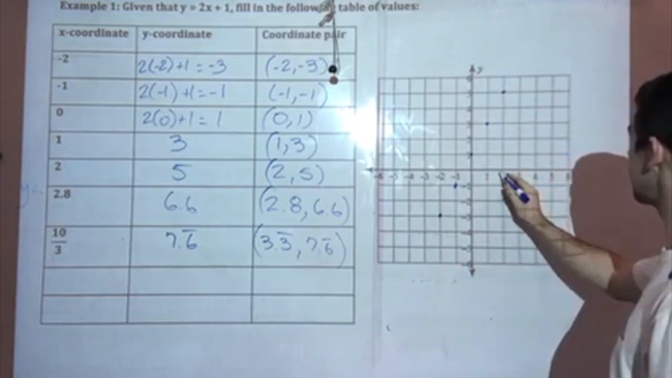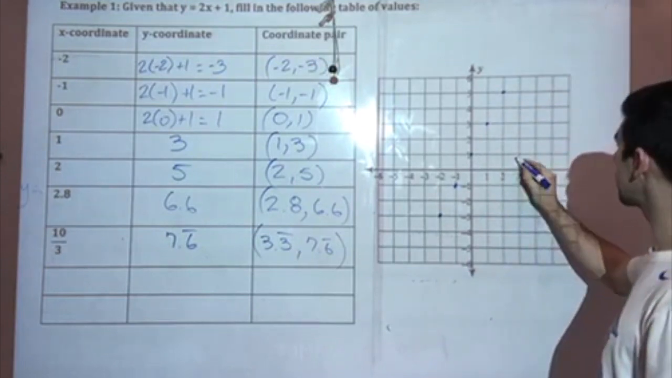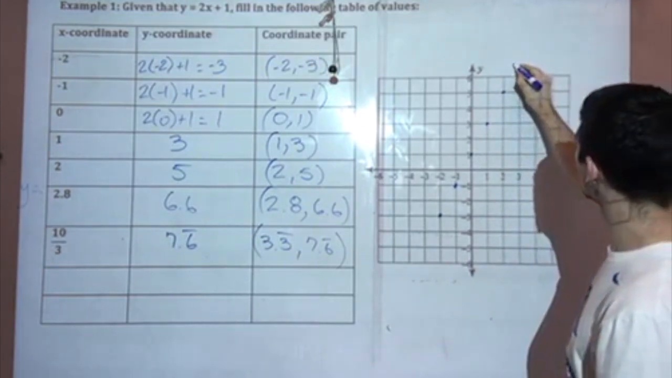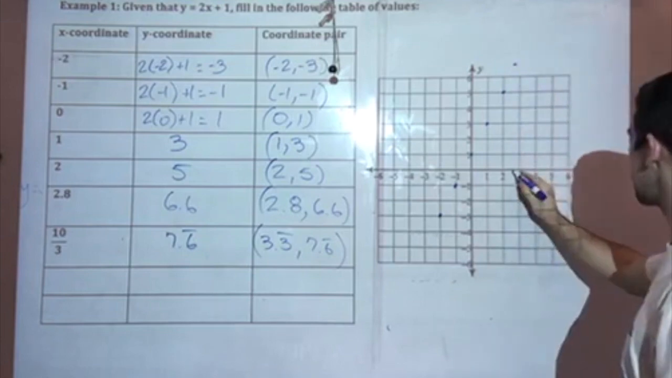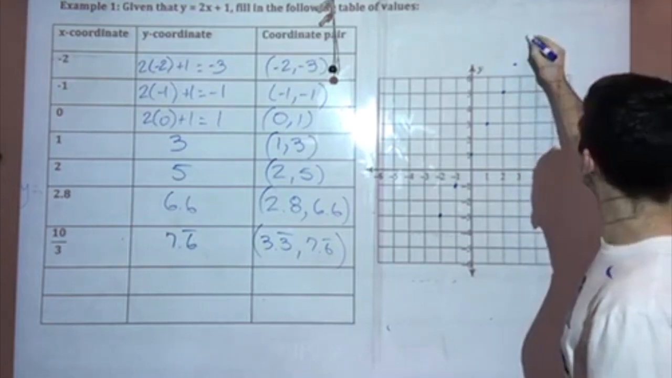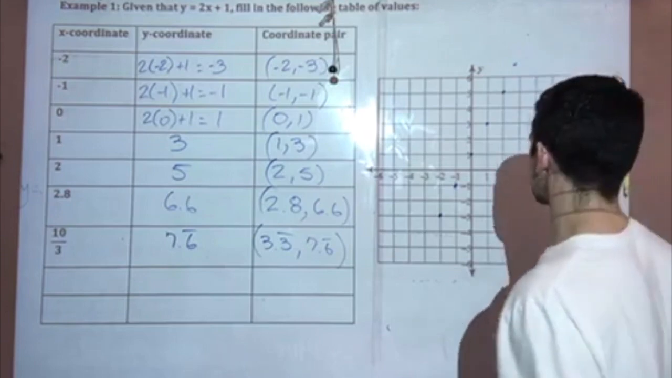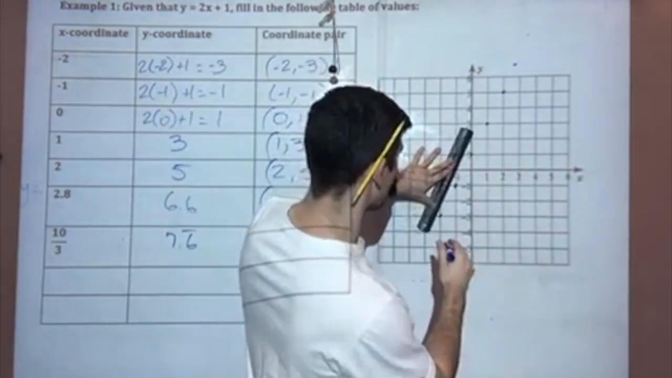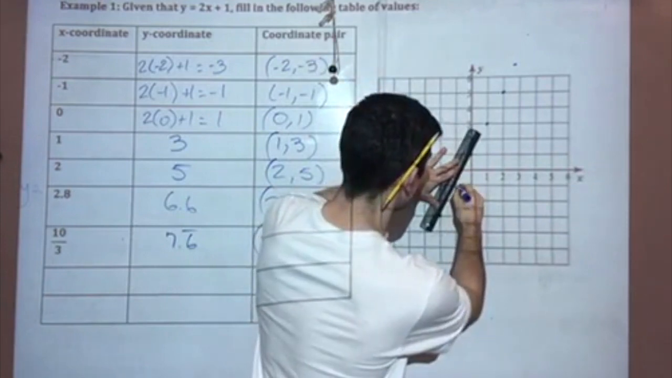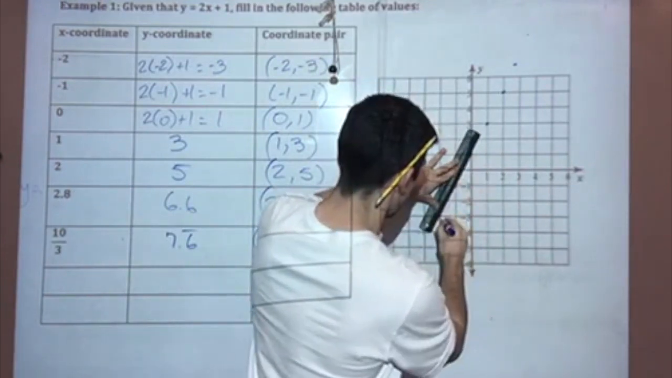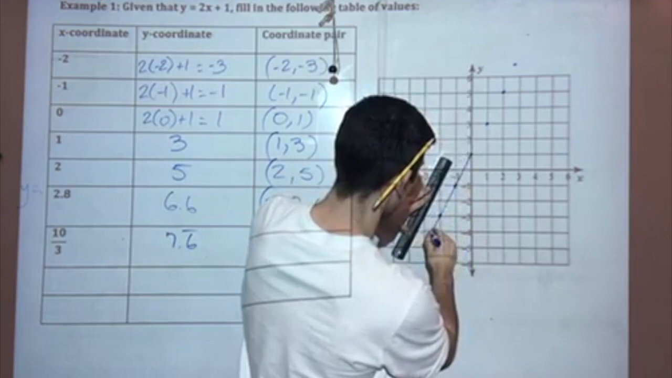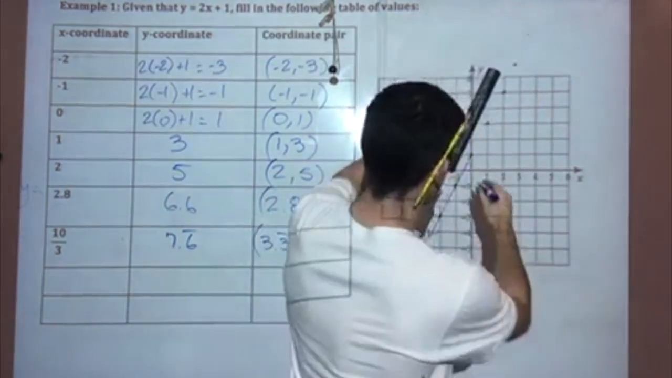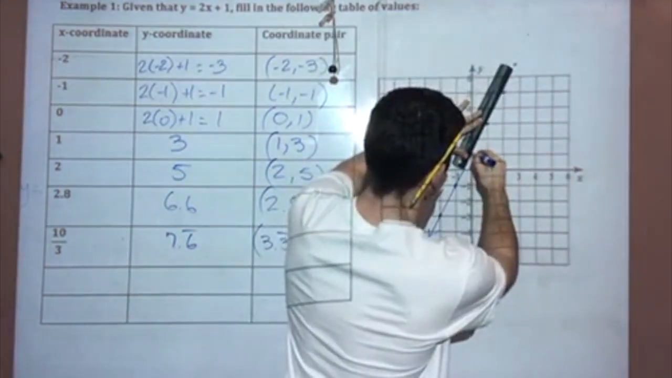And I'm running out of space, but 2.8 is right about here, and then 6.6 would be, I'll say, right there. This would be 3.3 repeating with an estimate of 7.6 repeating. The last thing I want you to do for every single one of these is you're graphing a line. We haven't said it explicitly, but lines go on forever in both directions.